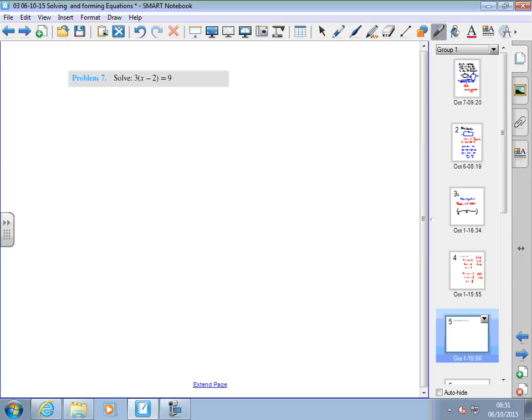There's another one. Now I've got two ways to go with this. What would you suggest? Expand the brackets. Looking at the left hand side, 3 is multiplied by both of the terms inside the bracket. 3 times x is 3x. 3 times 2 is 6, equals 9.